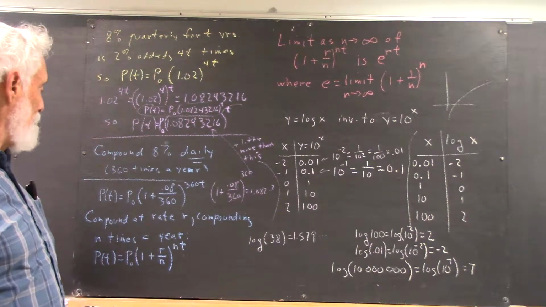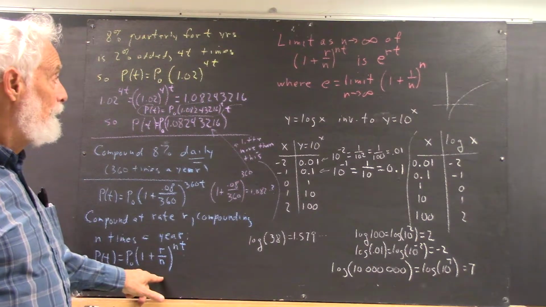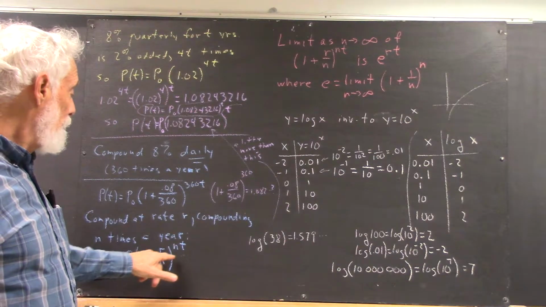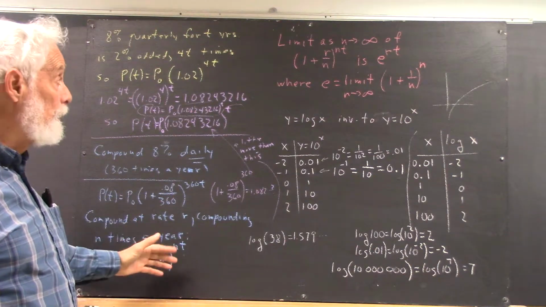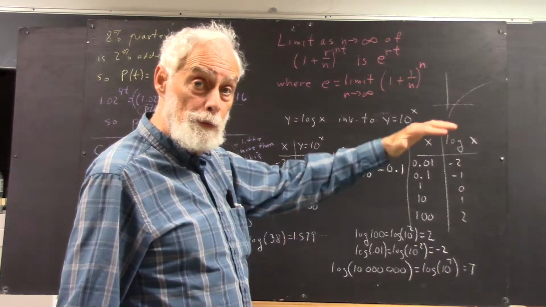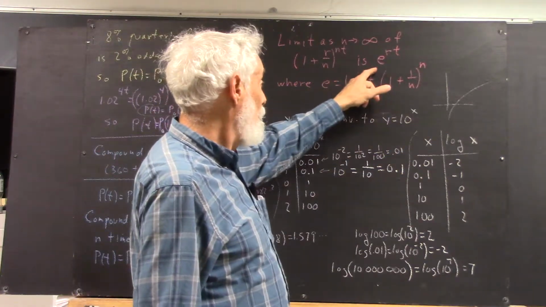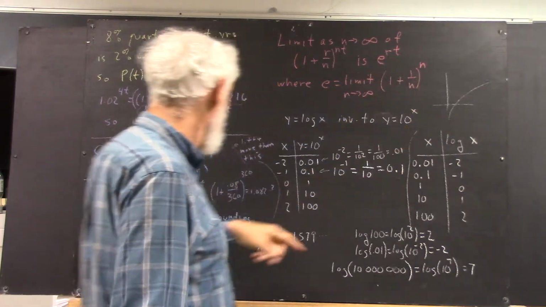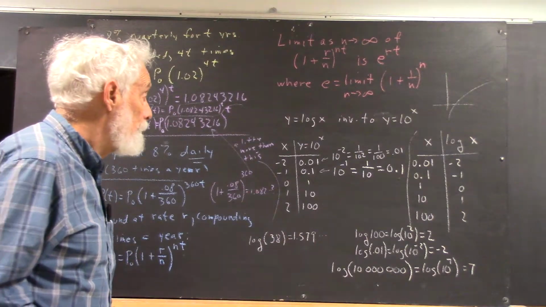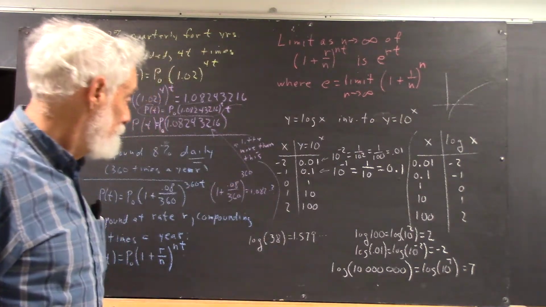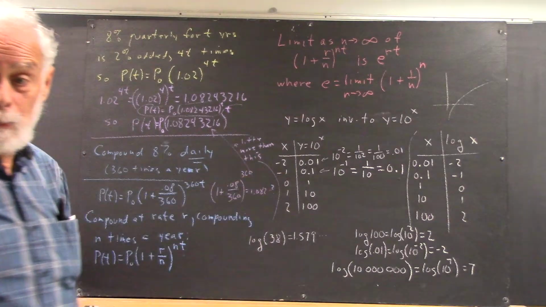Okay, well, this function, if you let n increase, your number of compoundings, you get a continuous growth rate. And that would be e to the rt, where r is your interest rate. Okay, well, that's all we'll say about that for now, but we'll say a lot more about it next time.